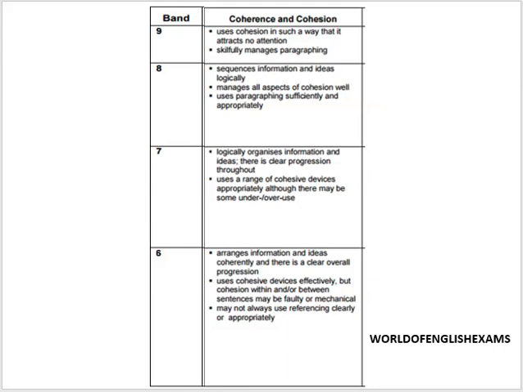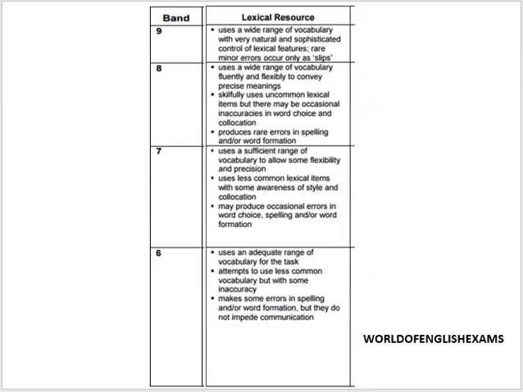That's what it means. Then the next point, skillfully manages paragraphing. So you need to be really skillful in using the right cohesive devices and the appropriate use of them, not overuse or underuse, in order to get a high band score. I hope this is clear. Now let's quickly understand the next factor, that is lexical resource. So as I told you, lexical resource refers to the range of vocabulary or the variety of vocabulary. So the more the range, the better you will score.